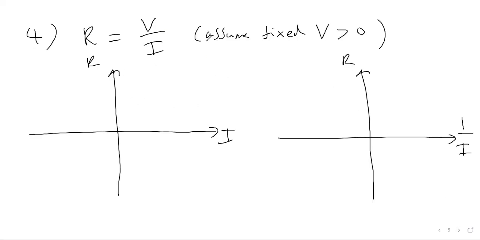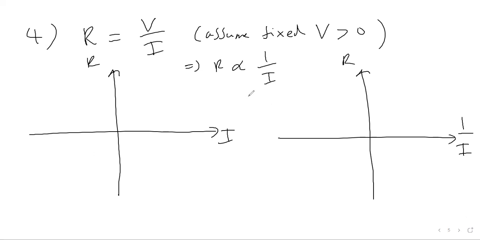Now, how about this one? Let's just say we've got the formula resistance equals voltage over current. Let's assume that the voltage is a fixed positive number. In real life, you get positive voltages, so let's just assume that. If we sketch a graph of R against I, the key thing again with this one is that R is proportional to 1 over I.